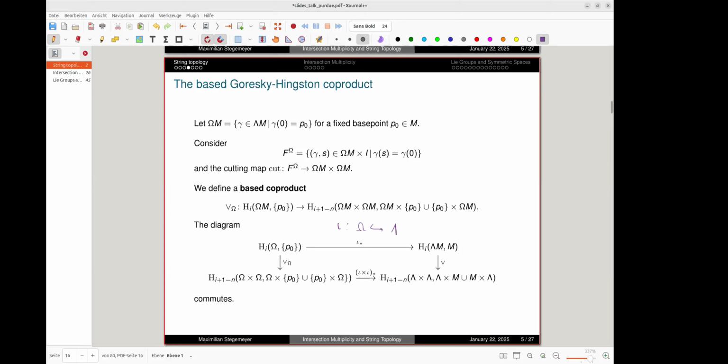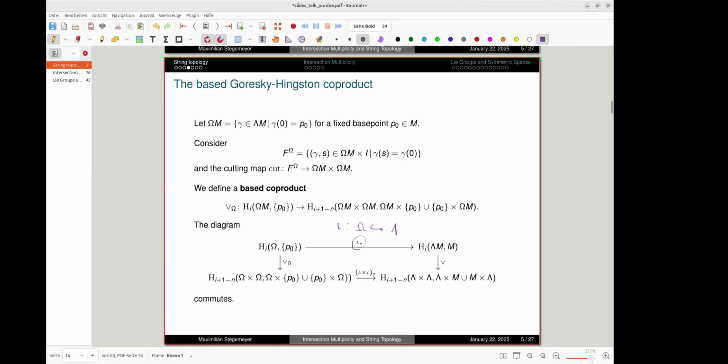Sometimes I will write Omega instead of Omega M, and Lambda instead of Lambda M. Then here we have a map in homology from this reduced homology into this homology where we have defined the Goresky-Hingston coproduct. Here we do the Goresky-Hingston coproduct, and on this side we do this based coproduct. Here again we have the maps induced by the inclusions, and indeed this commutes. This is what you would expect. Of course, this map in homology is in some situations injective, but in general it's not, and usually it's far away from being surjective.